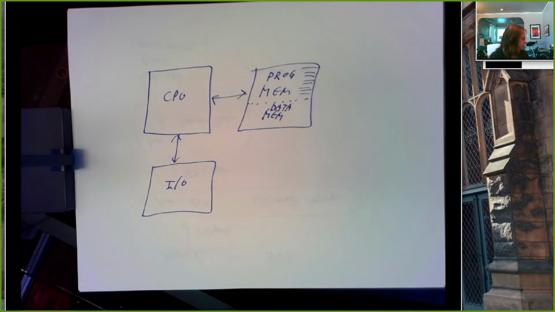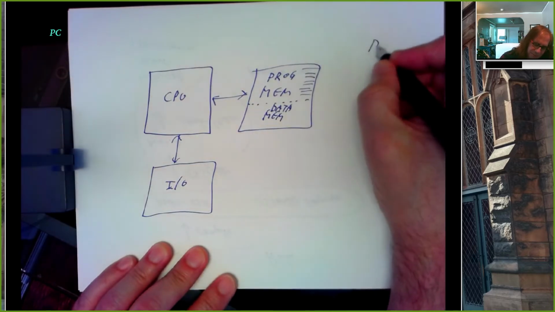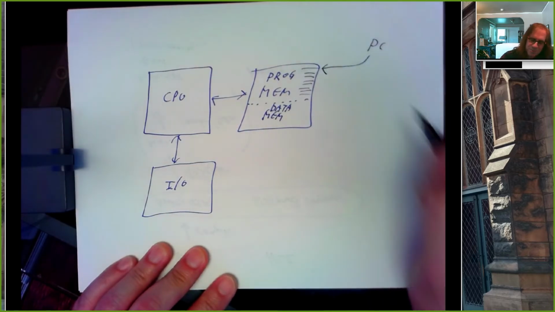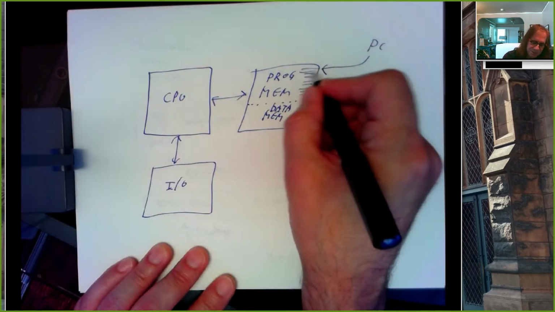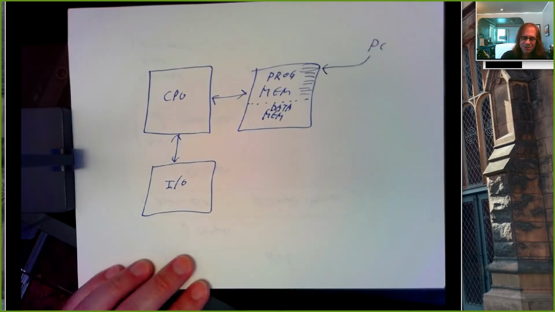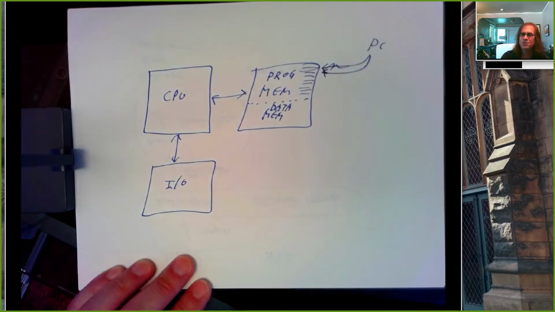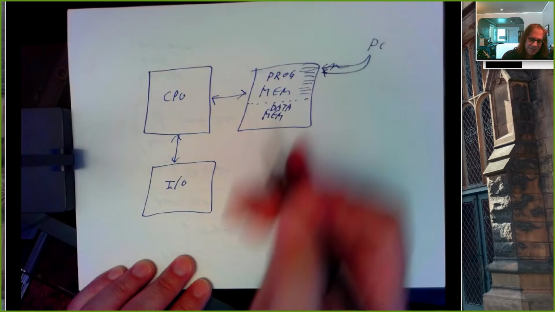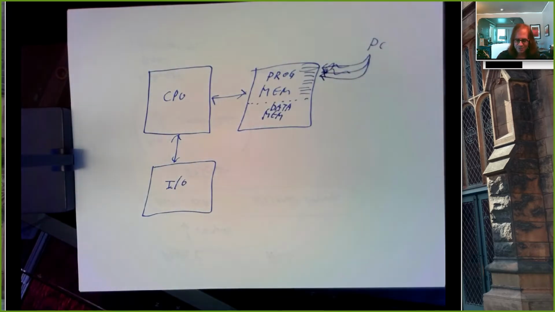So there's a counter called the program counter. And the program counter basically points to one of these instructions. And wherever the program counter is pointing, the CPU is going to execute the instruction stored there. And usually when it finishes executing an instruction, it increments the program counter to point to the next instruction. And the CPU will execute that, and it will increment the program counter to point to the next instruction.